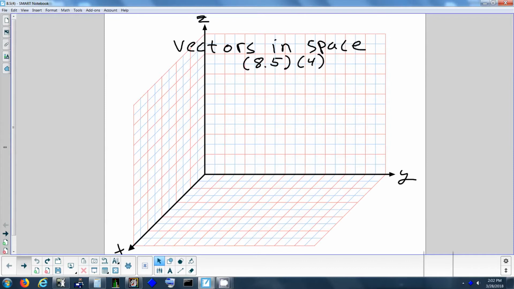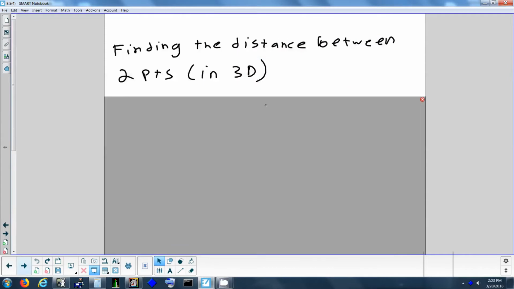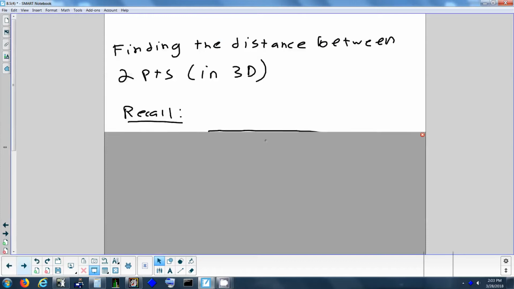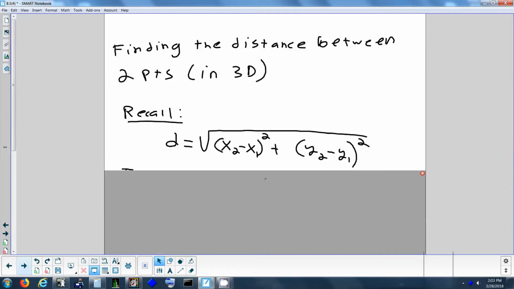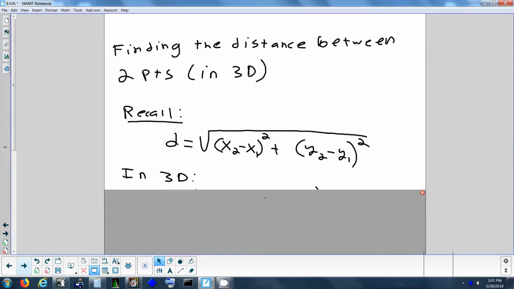The only formula we're going to look at today that doesn't involve vectors is this one: finding the distance between 2 points in 3D. For every formula I'll put something like "recall" and show you the 2D version, which here is just the distance formula. If you want to write it, you can, but we're really going to focus on the 3D stuff. In 2D, it's the difference in the x's squared plus the difference in the y's squared. It's just the Pythagorean theorem.